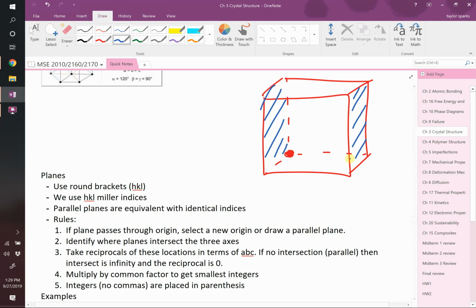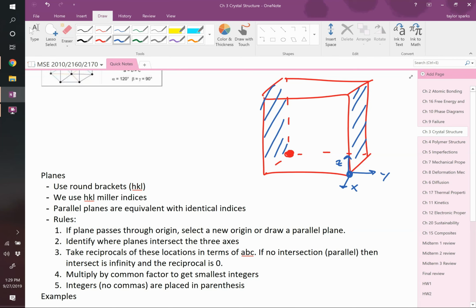Let's pick a new origin. Fine, we can't use that one, we'll put it right here. That's our new origin. So that is X, that is Y, that is Z. Done. Step 1 finished. Step 2, identify where the planes intersect the 3 axes.